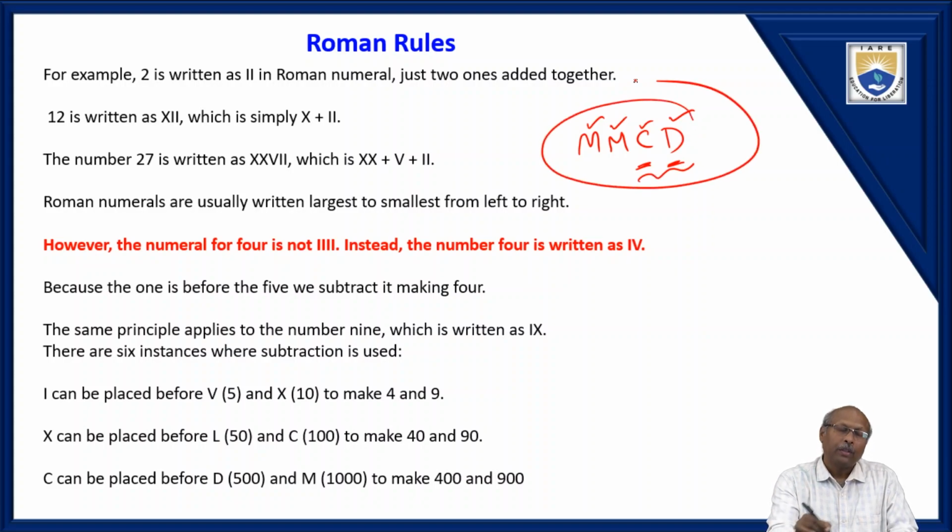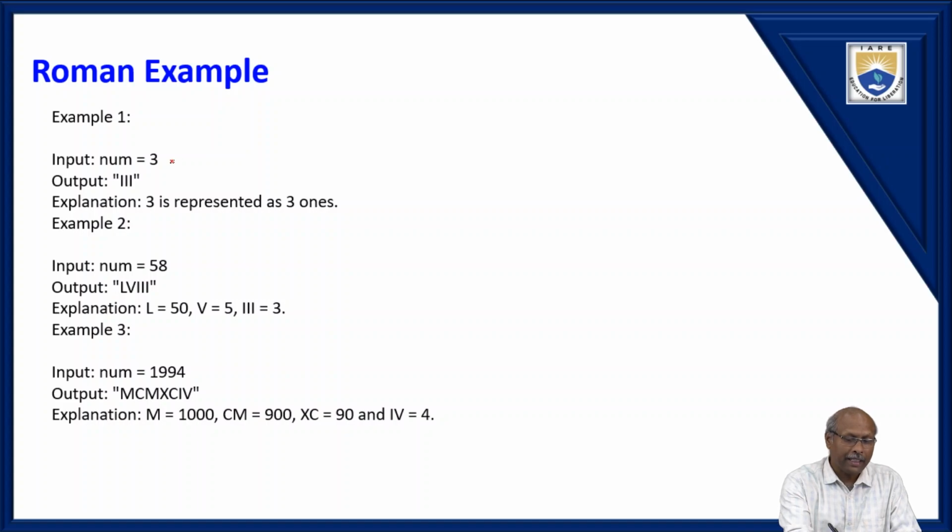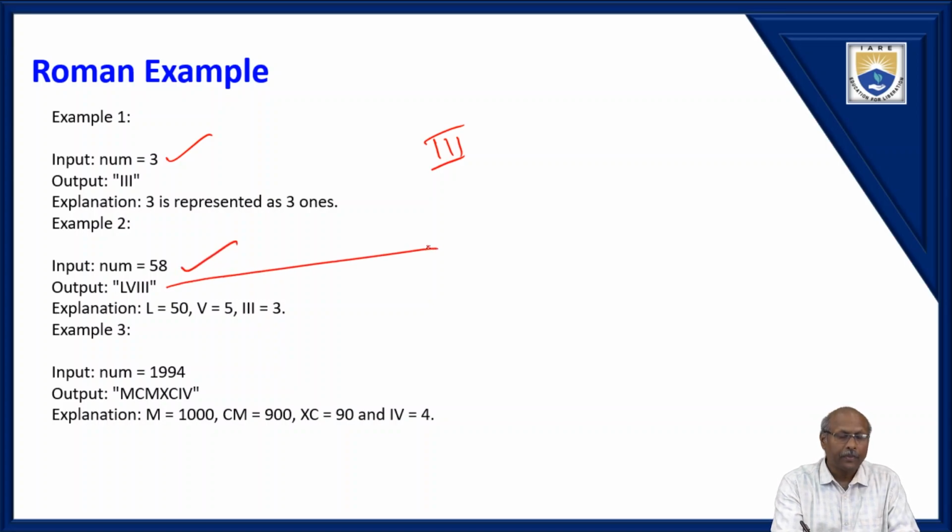So now you have to convert integer value to Roman symbols. For example, if I give 3, you have to give me 3 I's. Similarly, if I give 58, the value is LVII. L is how much? 50. V is how much? 5. And I is how much? Triple I is 3. So 58.